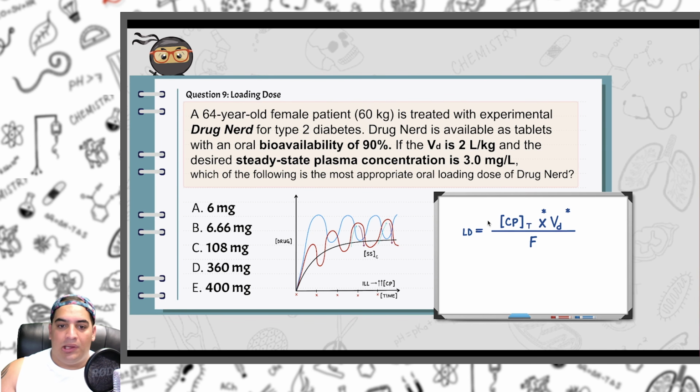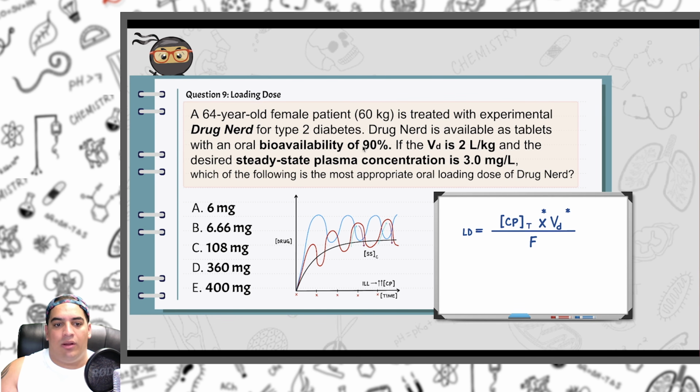But let's go ahead and plug all these things in. It's just a plug and chug. So you have to memorize this formula and know the most important relationship between loading dose and volume of distribution of the drug. That is the most important factor. So if we take that into consideration, we're going to plug 3 milligrams per liter into the target plasma concentration, and 2 liters per kg for this drug. So that's not a ton. But we're going to plug that in there for the volume of distribution.